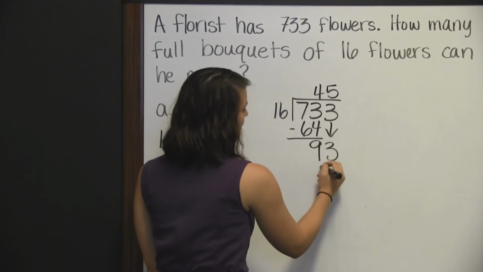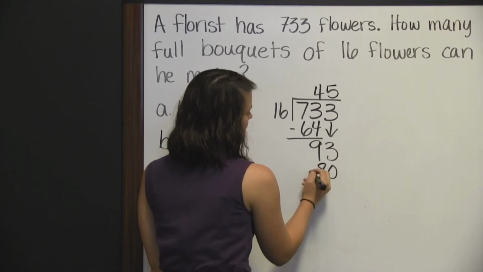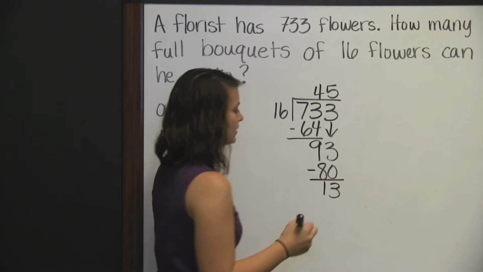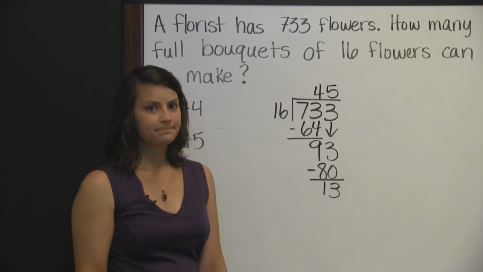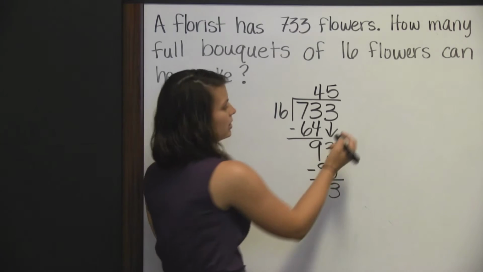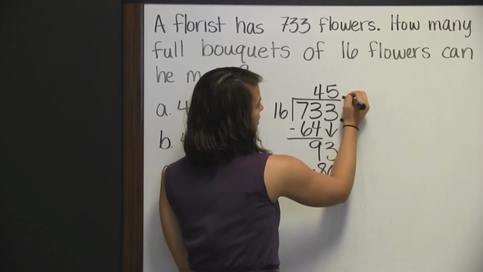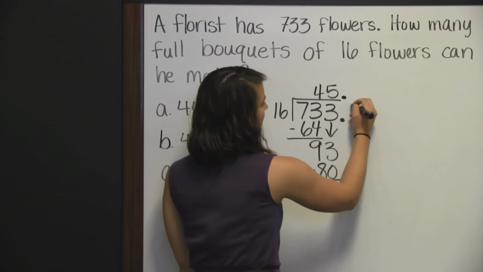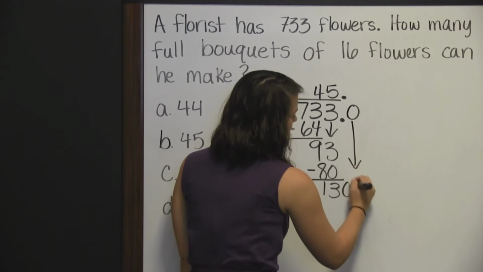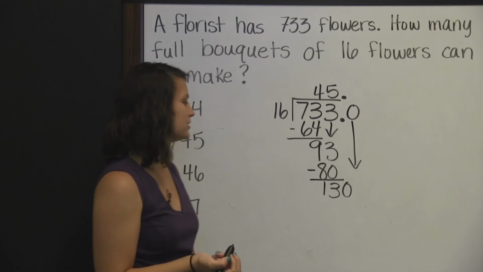16 goes into 93 5 times. 16 times 5 is 80. We subtract again. We get 13. So we have a remainder. And we could stop here. Or we could add a decimal here in our answer, and add a 0, and then we could bring that 0 down. And we could find out what our decimal is.